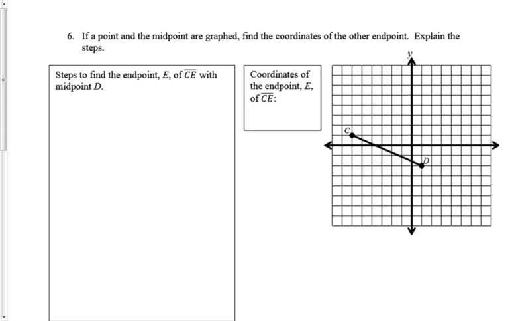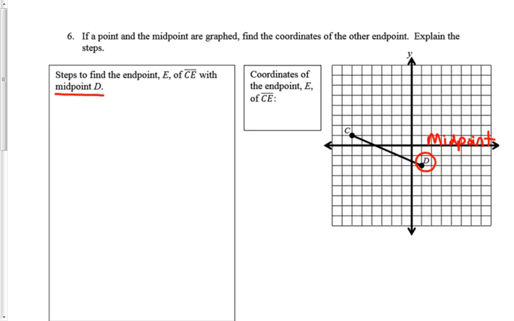We're now on number 6. This one's a little bit different. If a point and the midpoint are graphed, find the coordinates of the other end point and explain the steps. So what we need to realize is that we no longer are trying to find the middle of a segment. We've been given the middle of the segment. And it tells me in the problem right here, I'm asked to find the steps to find the endpoint E of CE with midpoint D. So right now we know that D is the midpoint.